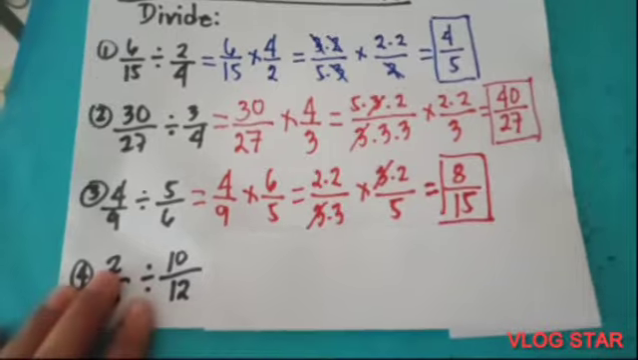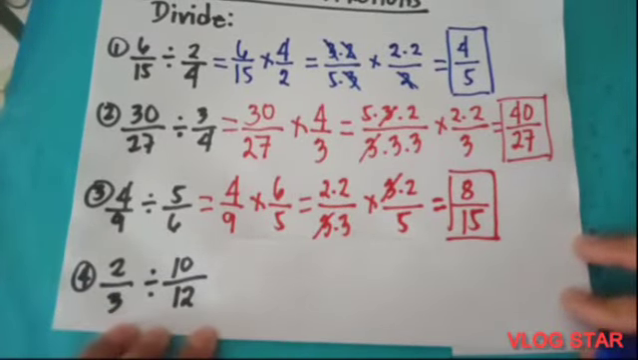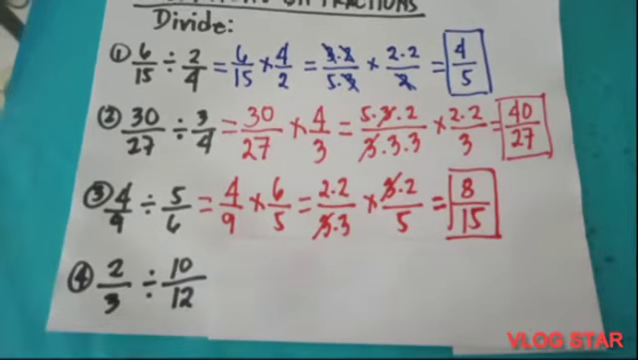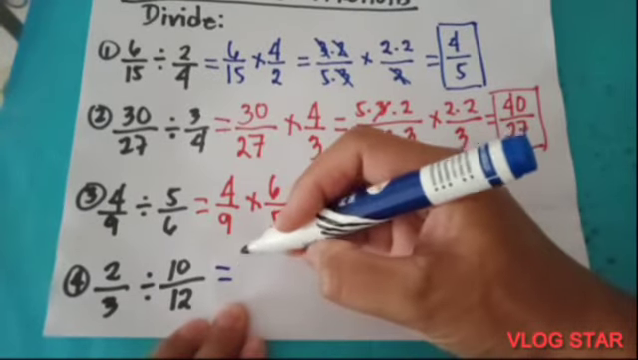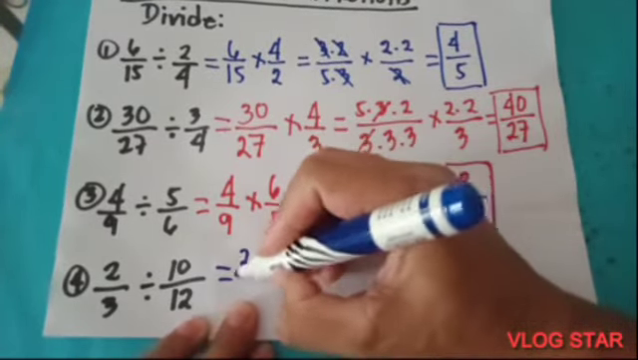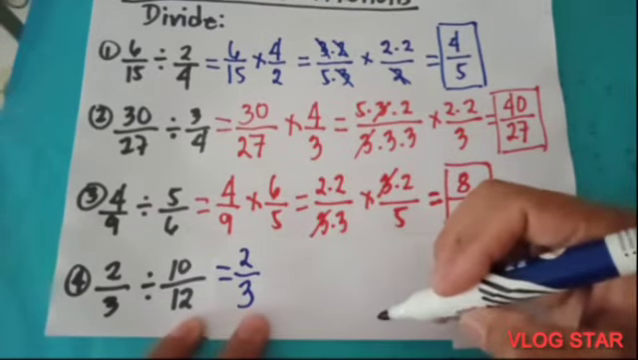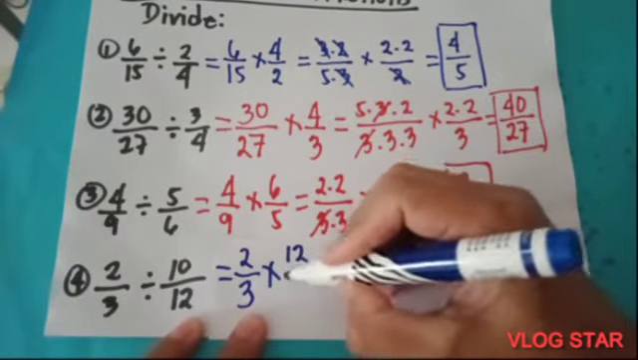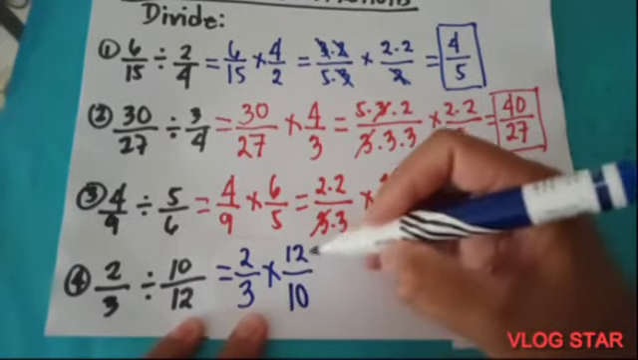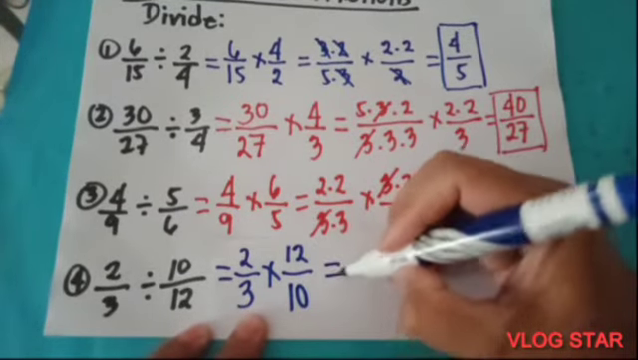So, let us take example number 4. Sa example number 4 ay mayroon tayong 2/3 divided by 10/12. So, kopyahin lang din muna natin si 2/3. Tapos, i-multiply natin siya sa 12/10.